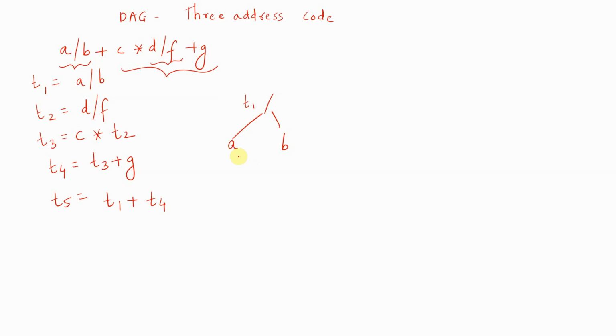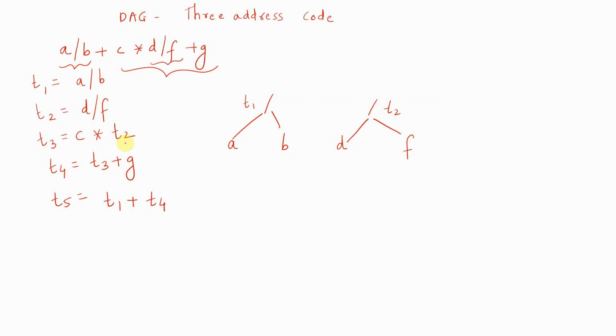Come to the next statement, T2 is equal to D by F. Just check if D by F is already present or not. D and F are not present, so you create nodes for D and F, and join these two by the division operator. The result of this is stored in T2, so write T2 here.